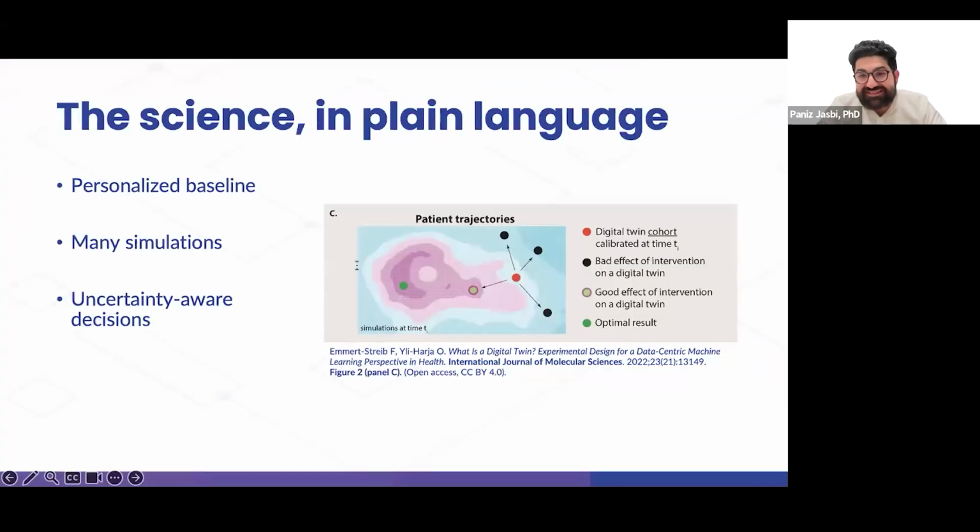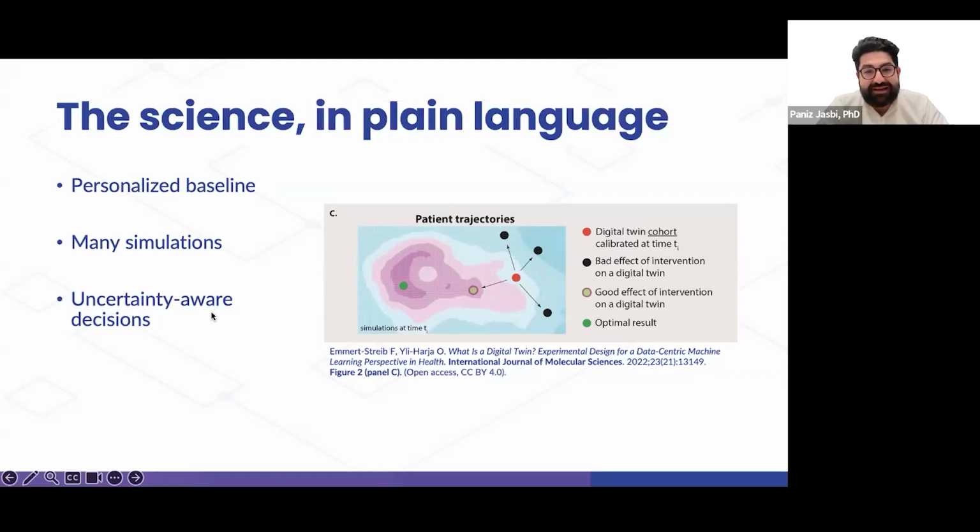At a high level, the science behind digital twinning is a blend of three ideas. First, you need a model of the system, which can be mechanistic, statistical, or hybrid. Second, you continuously condition that model on real measurements from the individual or system, so the twin is not generic, it is personalized. Third, you run large-scale simulations that explicitly represent uncertainty. Instead of a single prediction, you generate a distribution of plausible futures. You compare interventions based on how they shift that distribution.